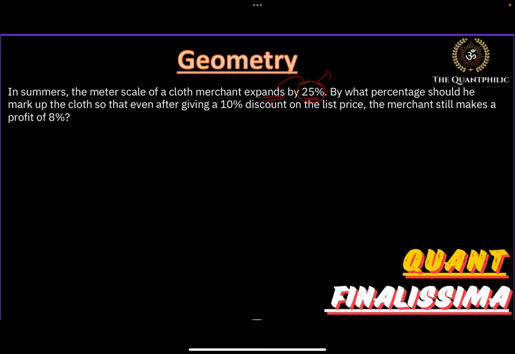Let's see. Suppose this is a 1 meter scale. Now what has happened is that summer came, and in summer this scale got expanded. Initially it was 1 meter, now it got expanded to 1.25 meter. So the calibrations on the scale: suppose this was at 0.5, this was at 1, and this was 0. Now the 0.5 that was here has shifted to here, and this is 0 and this is 1.